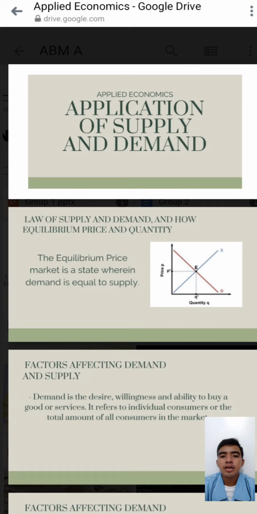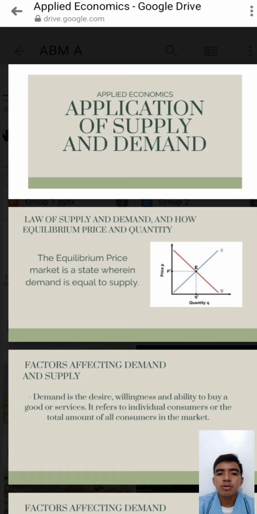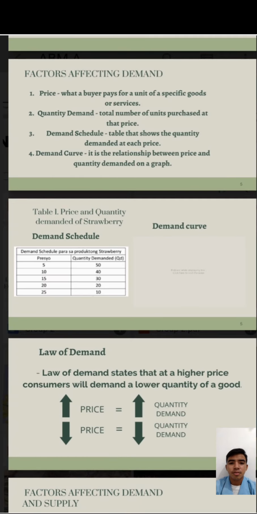Demand is the desire, willingness, and ability to buy a good or service. It refers to individual consumers or the total amount of all consumers in the market. Here, demand is the desire that has the ability to buy the product and has the total cost. Factors affecting demand. 1. Price. What a buyer pays for a unit of a specific good or service. The total number of units purchased at that price is called the quantity demanded.